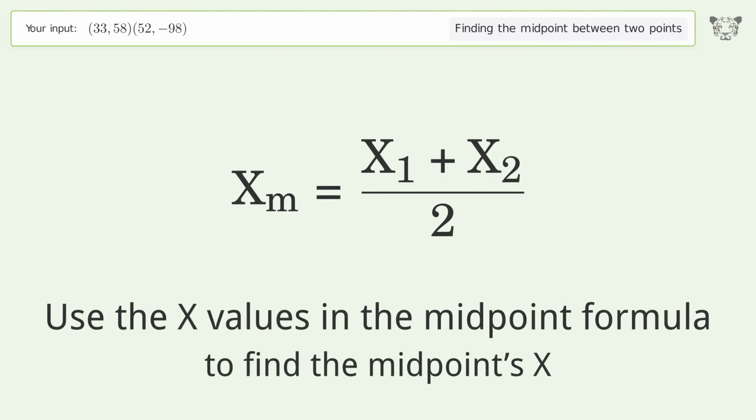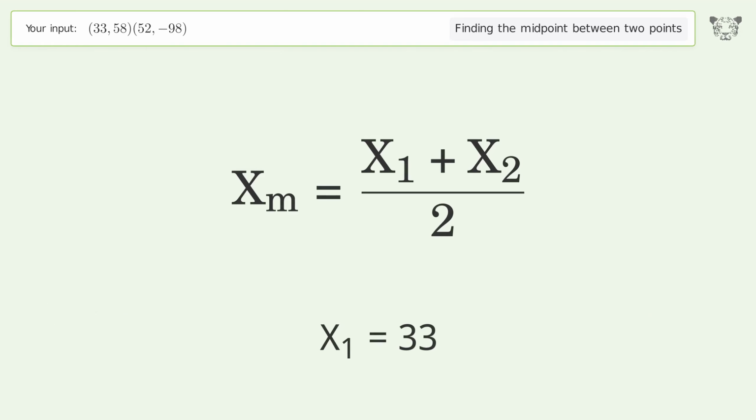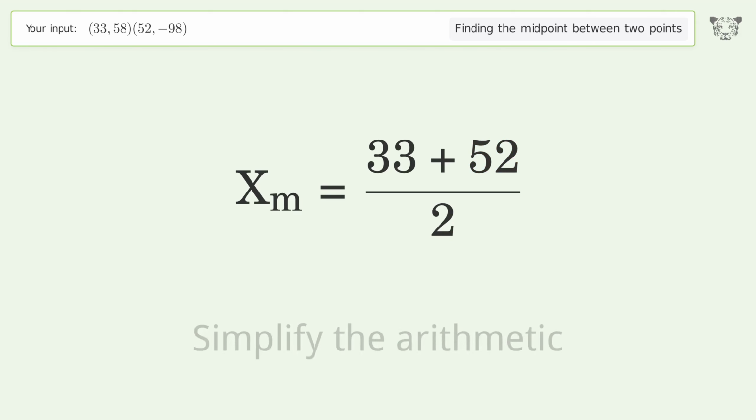Use the x values in the midpoint formula to find the midpoint's x. x1 equals 33. x2 equals 52. Simplify the arithmetic.